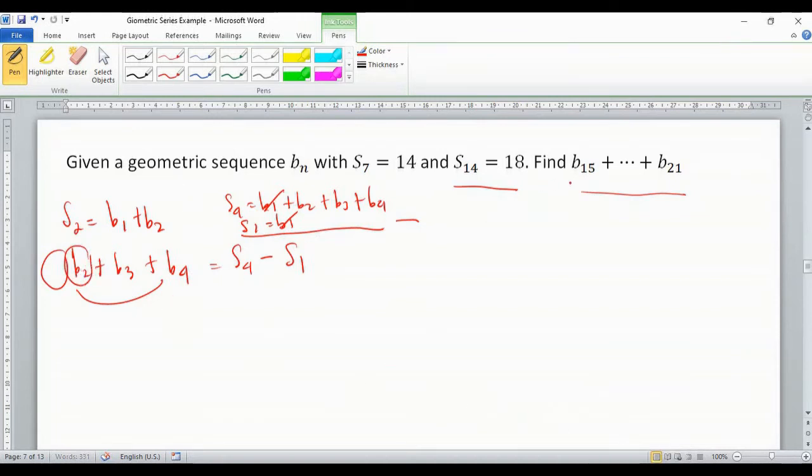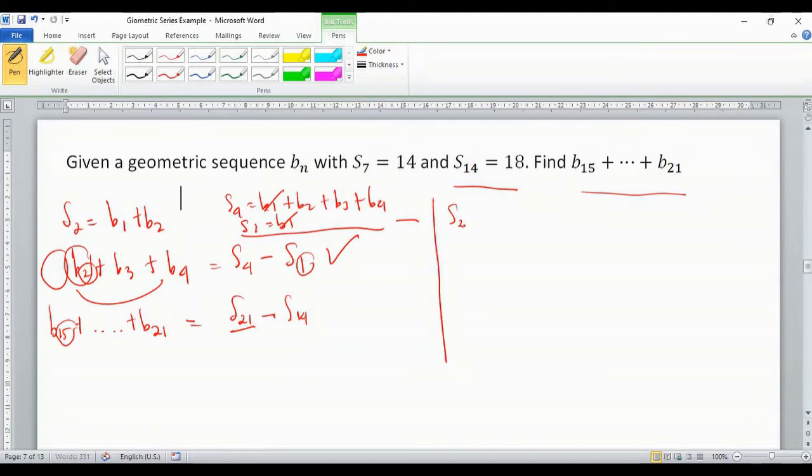So now we continue with what they ask. They ask about B15 plus dot dot dot until B21, right? So we know from this that it is S21 minus, because like I said before, in here 2, so this is 1. Because in here 15, so we minus 14, everyone. From here, we can continue with what they gave in the question. They gave us S14 and S7. We need to find S21 first.